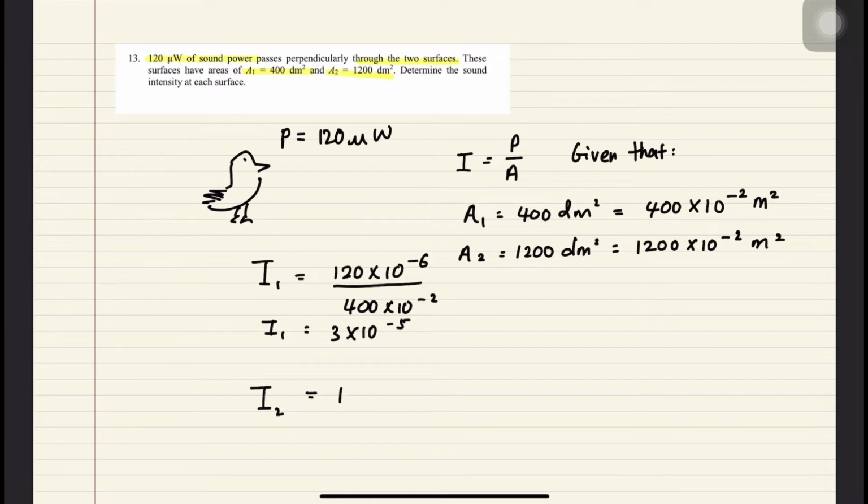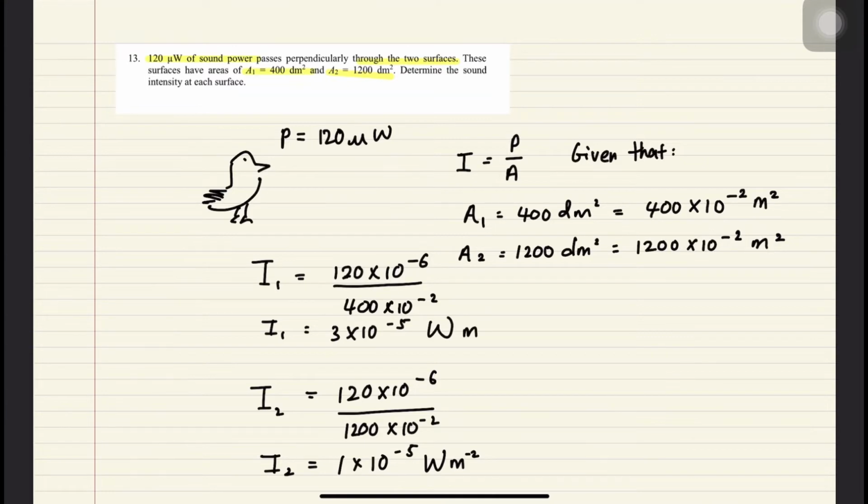And I2 will be the same power, but the area is different. So you will expect that the intensity will be lower. So I got here 1 times 10 negative 5. Okay, and don't forget to write down the units. Since this is power divided by area, it will be watt per meter square.